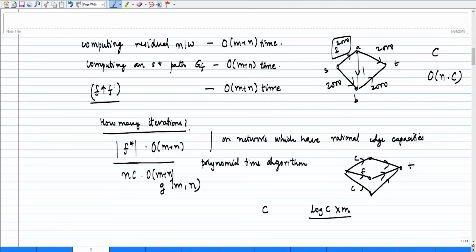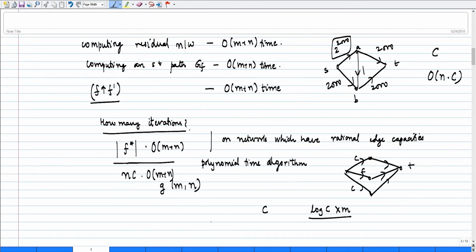So log c into m is actually also coming up in the input size. You have m edges, you have n vertices, and you have m capacity values, each of which takes log c bits, because c is the maximum capacity and any capacity can be represented using log c bits, right? I would have been okay if the running time of my algorithm was n times log c times some m plus n, or mn, or m squared n or something. It should be a function which takes m, n and log c and can be a polynomial of this.